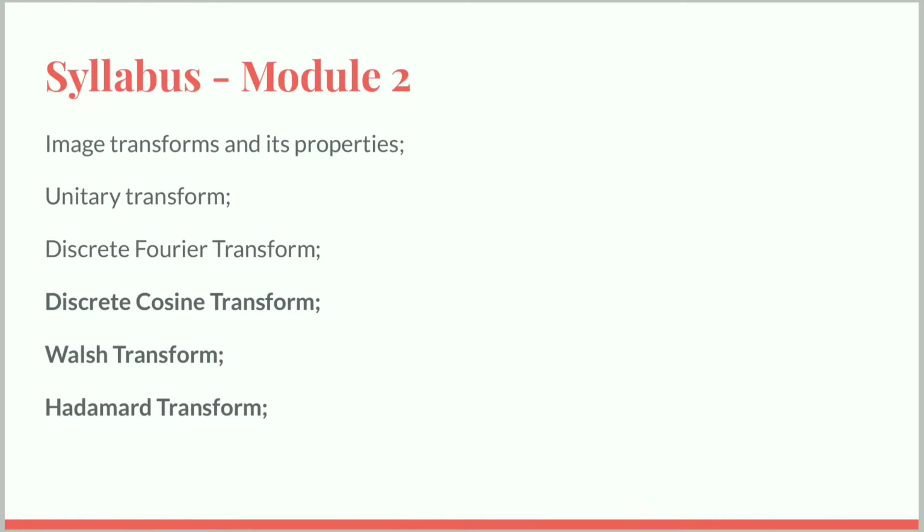This is the syllabus for the second module. We've already discussed the first half of it in a previous presentation. We'll be discussing discrete cosine transforms, Walsh transform and Hadamard transform in this particular presentation.